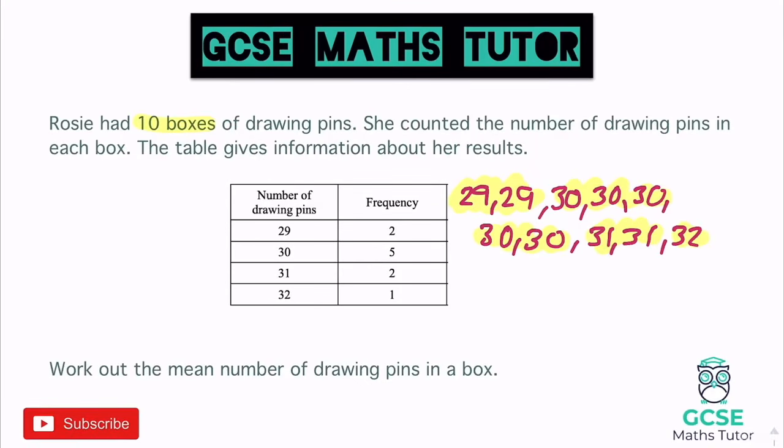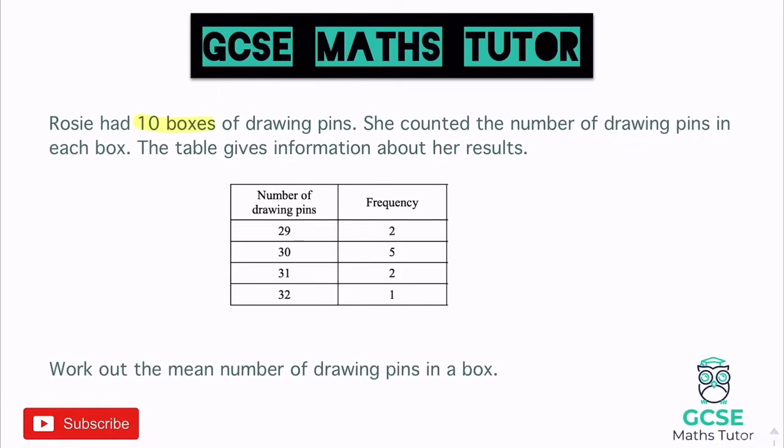Now what we're going to do is take that away from the list and have a look at it from the table. So we'll get rid of all of that, and we'll do it from the table here. So we've got 2 29s, now all we have to do is times the 29 by 2, and that gives us their total there. So 2 lots of 29, we've already said, is 58. Then we've got 5 lots of the 30s, and that was 150. We've got 2 lots of the 31, that's 62, and 1 lot of the 32, and that gives us 32 as the total there.